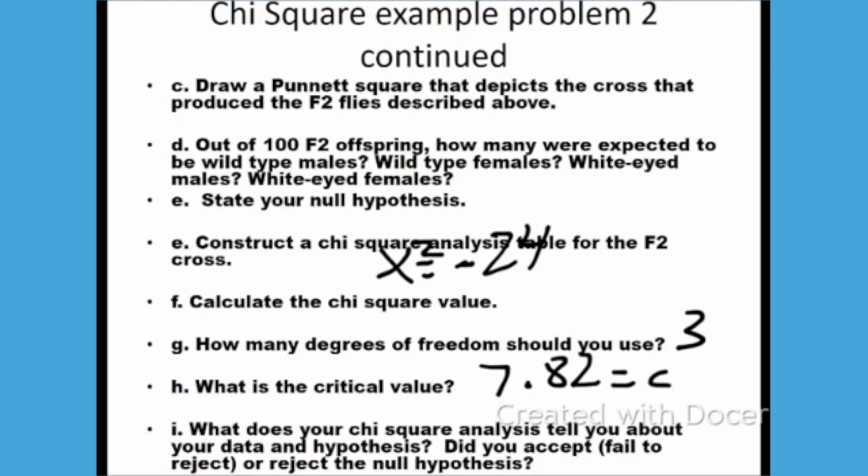And since chi-square was less than the critical value, that told us that we're going to fail to reject the null hypothesis, which told us that the flies that we observed, in terms of their numbers, were very close to what we expected, and that the small differences were probably due to chance. So one more time, when your chi-square value is lower than your critical value, you're going to fail to reject your null hypothesis.